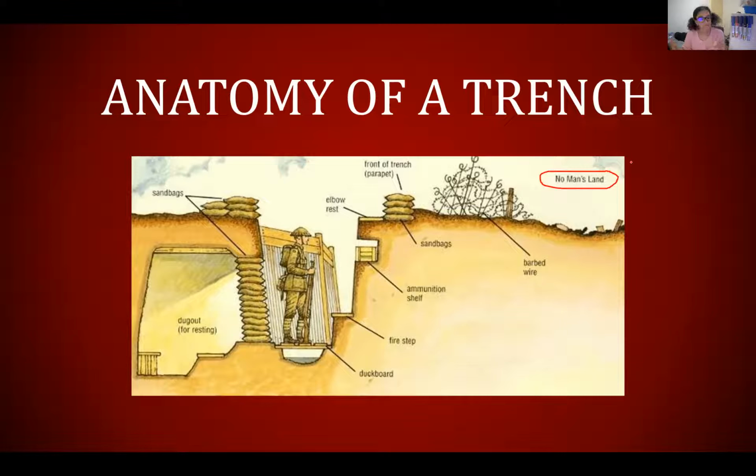So most just stayed in the trench. If someone was lucky enough to get to the other side's trench, the barbed wire essentially stopped them from going any further.